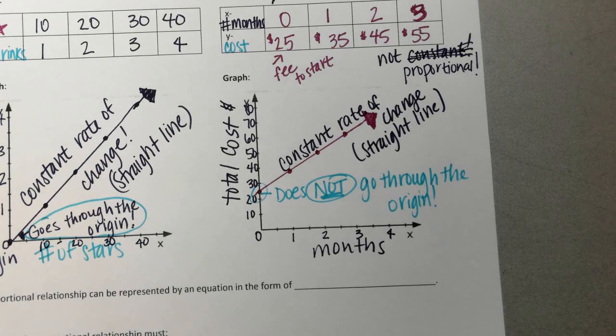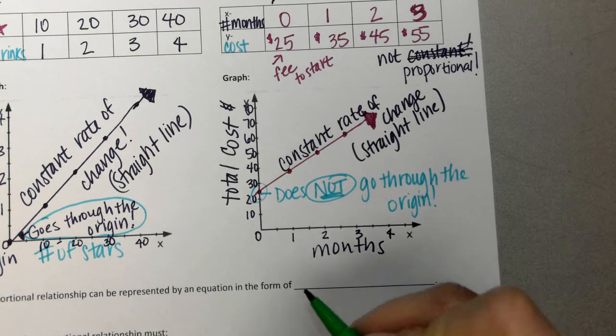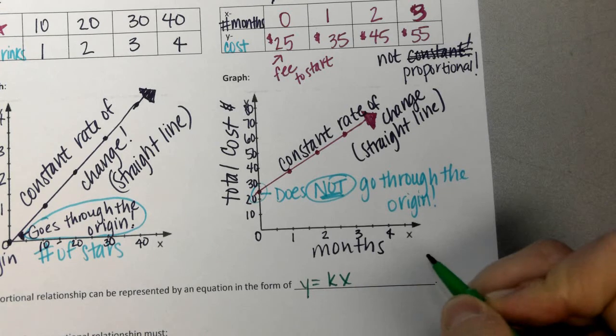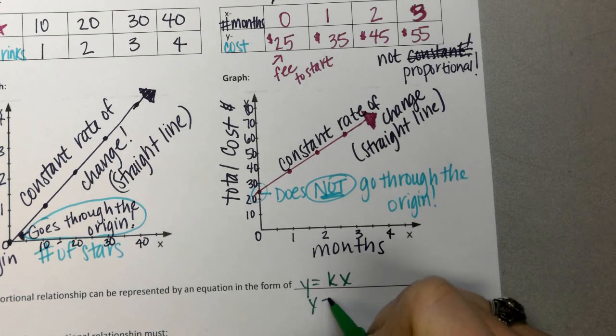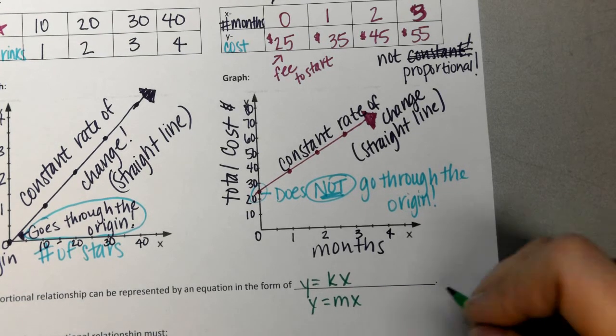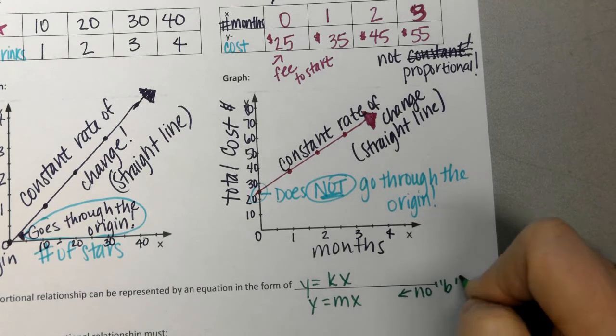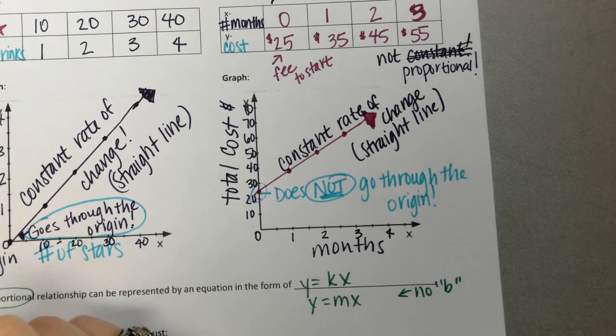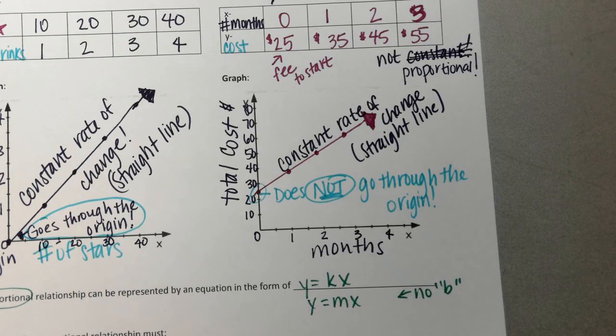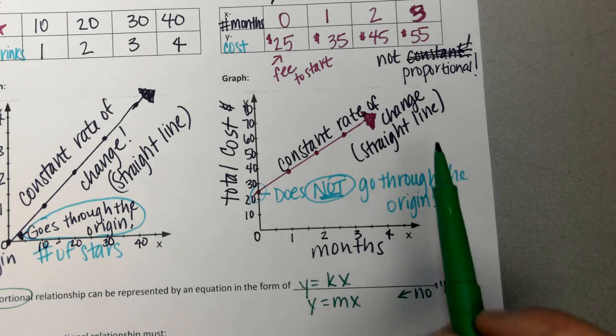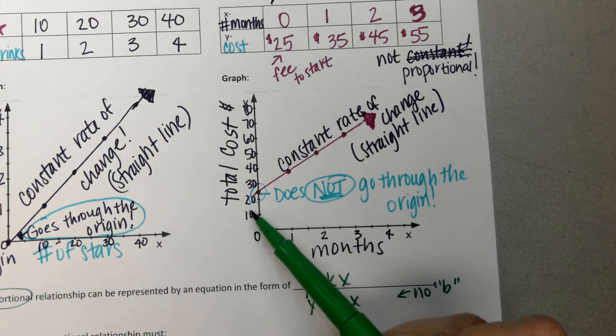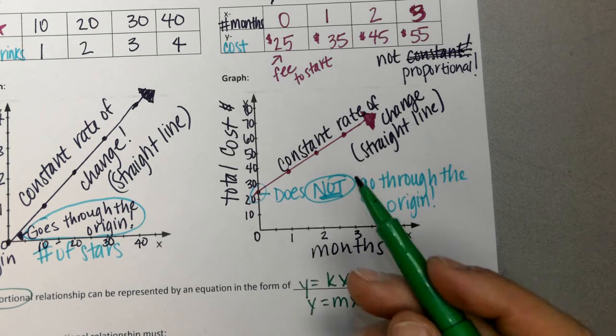So it does not go through the origin. That is super important. That's something we can spot really quickly when we look at a graph. Is it proportional or not? Well, look and see if it goes to the origin. If it starts at the origin, yes, it's proportional. If it doesn't start at the origin, no, it's not proportional. Because a proportional relationship can be measured by an equation in the form of y equals the constant times x, or y equals mx. There's no b in a proportional relationship. Okay? There's no b, because it crosses the y-axis at 0, because that's where it starts.